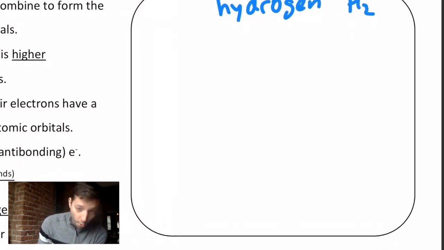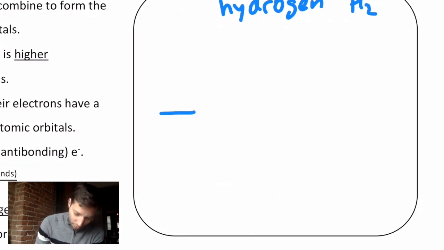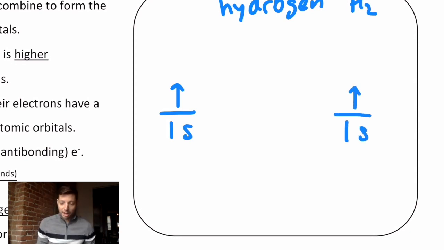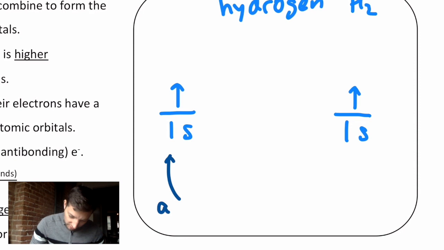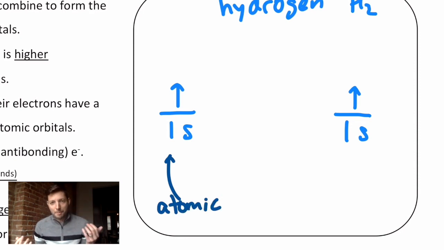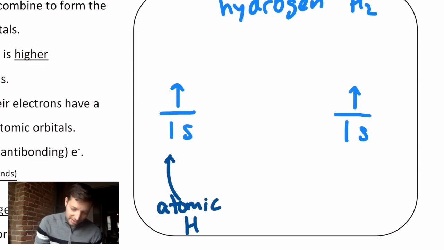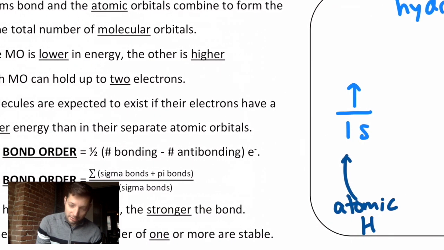Hydrogen has one atomic orbital that's occupied. It's the 1s atomic orbital with one electron in it. That would be one hydrogen atom. And then there's another hydrogen atom, also with a 1s orbital occupied with one electron. Those are the atomic orbitals. What happens when we make a molecule is those atomic orbitals actually combine to make what are called molecular orbitals. One of them is higher in energy and the other one is lower.